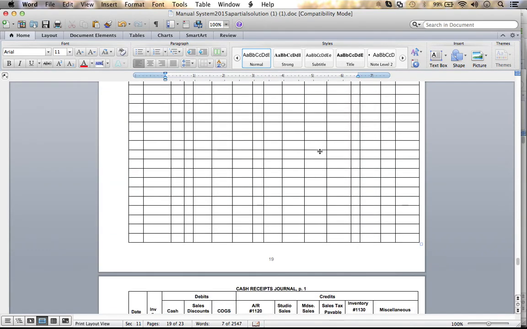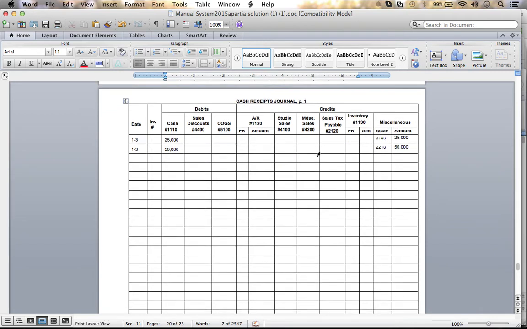So that's one thing about this manual system, it has a lot of pages. And the date was on the 3rd, so I debit cash, notice I debit cash, and I credit contributed capital, which is account number 3100 for $25,000. And then the second entry, I debit cash for $50,000, and I'll credit account number 2210, which is notes payable for $50,000.